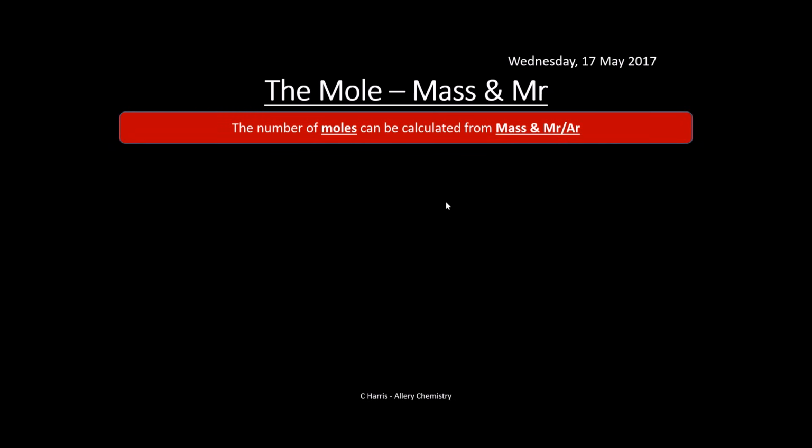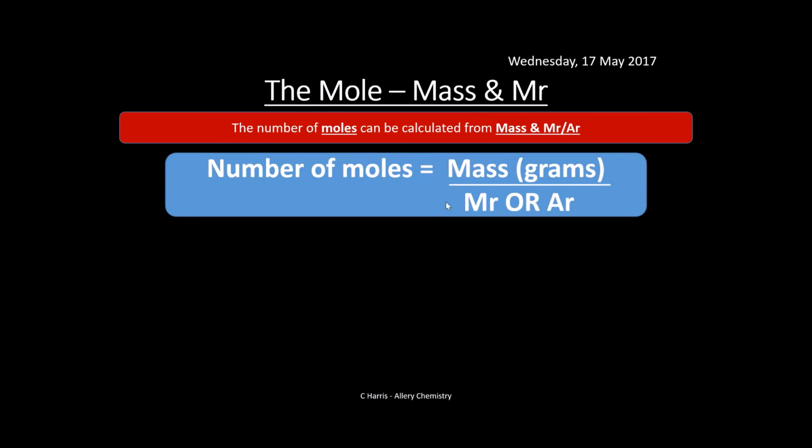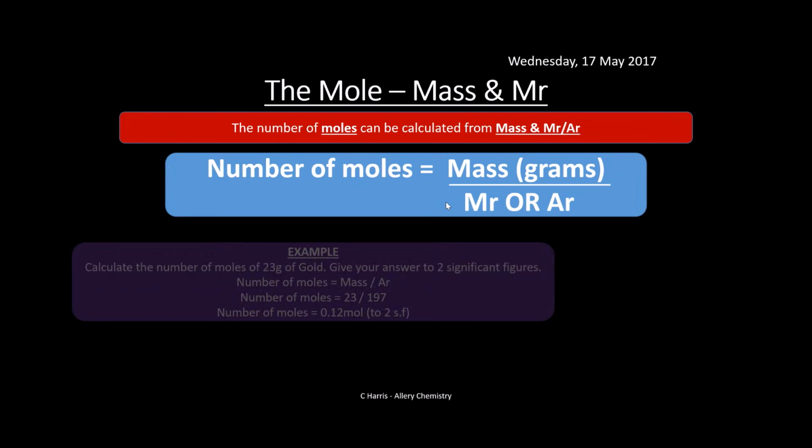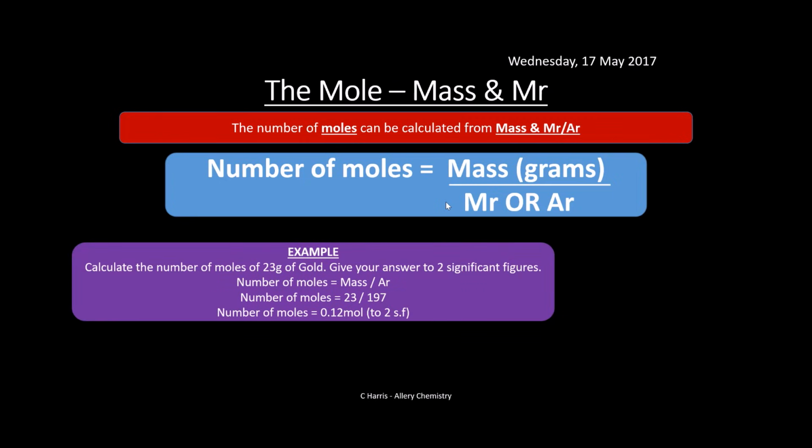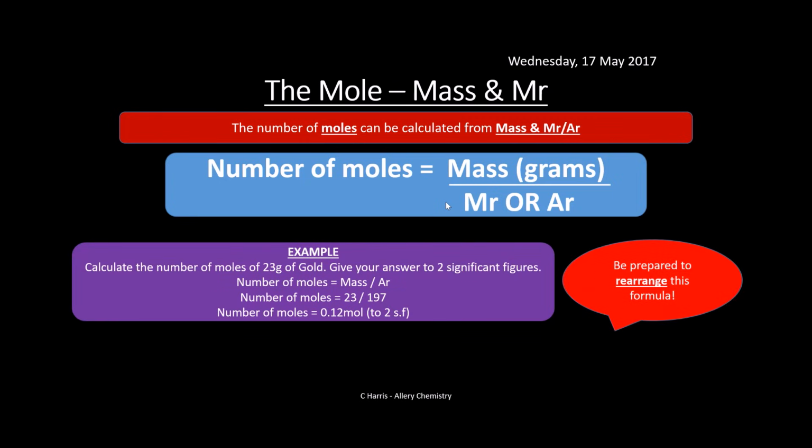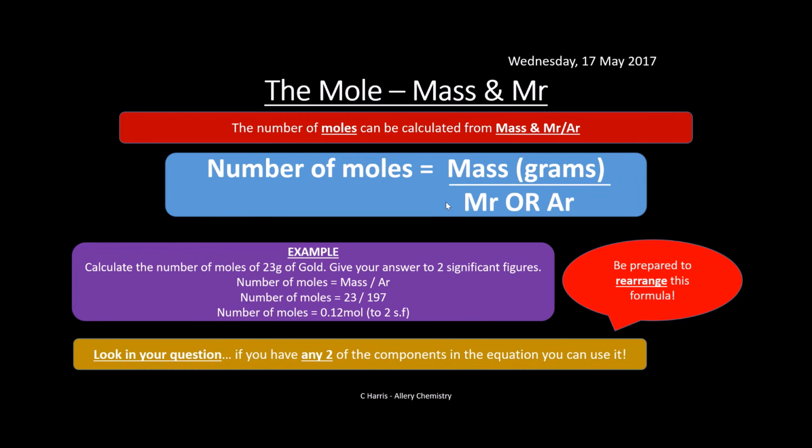Okay, so let's look at the mole in a little bit more detail. And this time we're going to look at mass and Mr. The number of moles can be calculated from the mass and the Mr, or Ar, which is the molecular mass and atomic mass. So the number of moles is mass in grams divided by the molecular mass, or atomic mass, of the substance that we're using. For example, calculate the number of moles of 23 grams of gold, giving your answer to 2 significant figures. The number of moles is just mass over Ar.